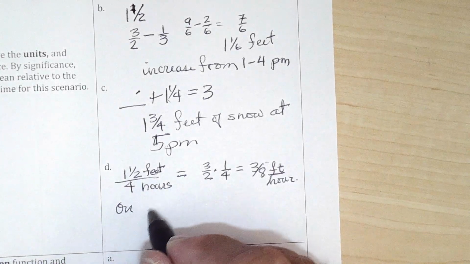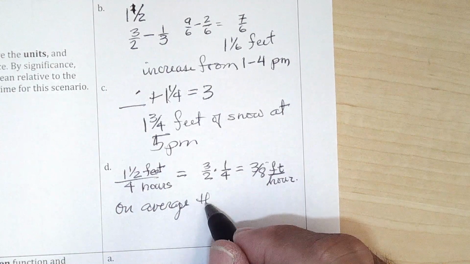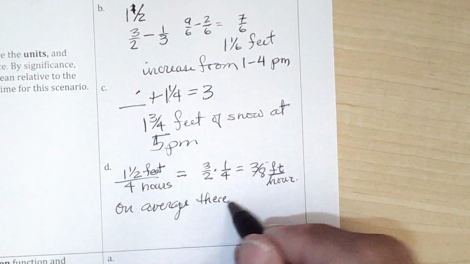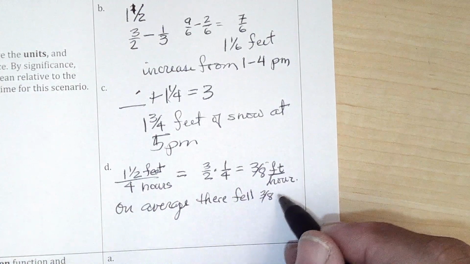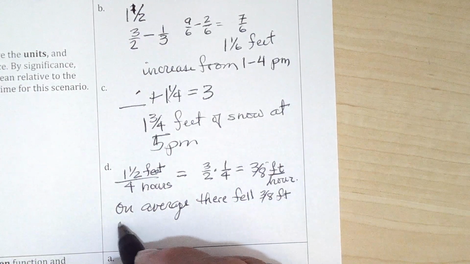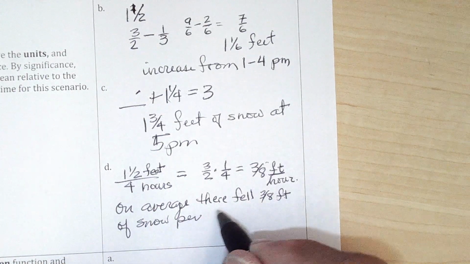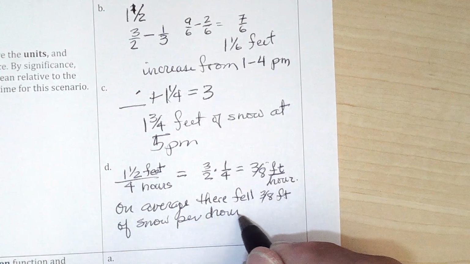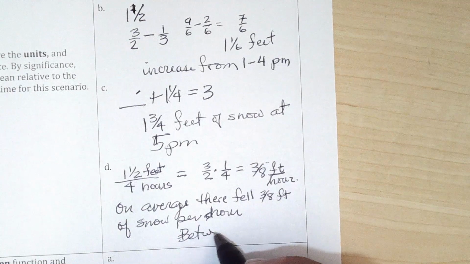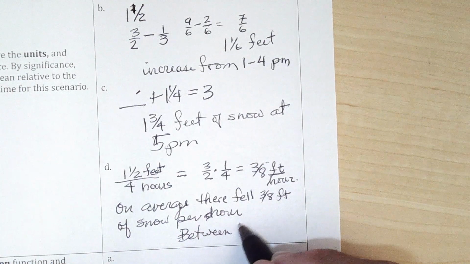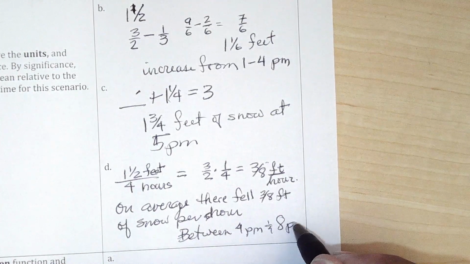So on average, there fell 3/8 feet of snow per hour between 4 p.m. and 8 p.m.